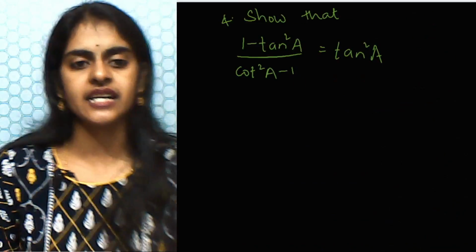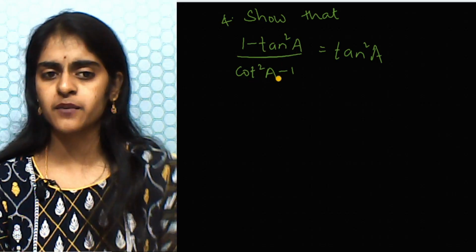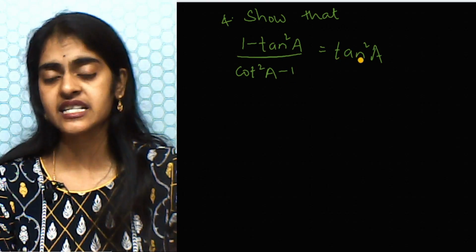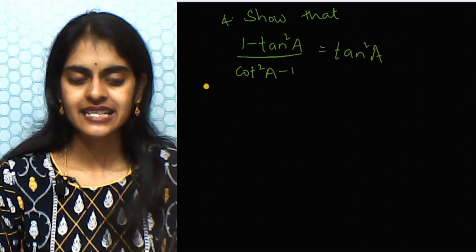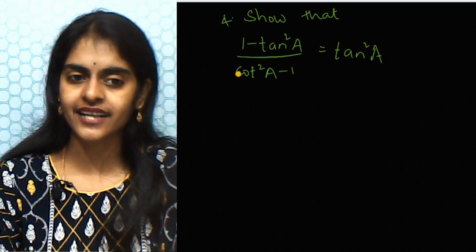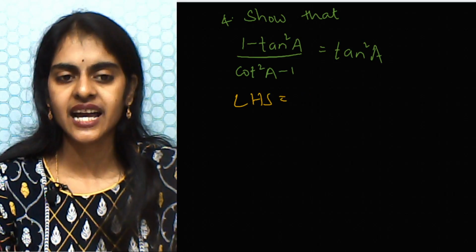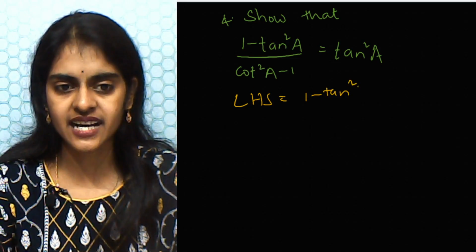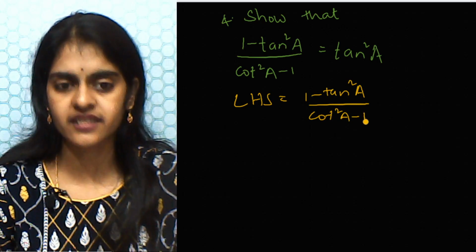Okay, let us move on to the next one. You have (1 minus tan square a) divided by (cot square a minus 1) is equal to tan square a. This is what you have to prove. For this, simply convert all the tan and cots to sin and cos. Let us take the LHS first. LHS is nothing but (1 minus tan square a) divided by (cot square a minus 1).